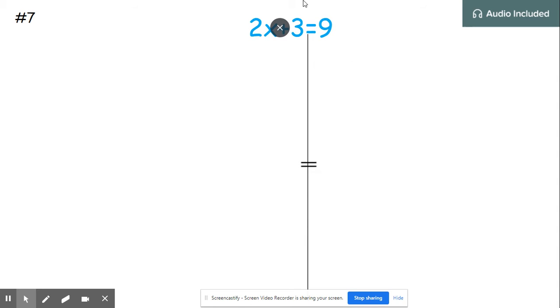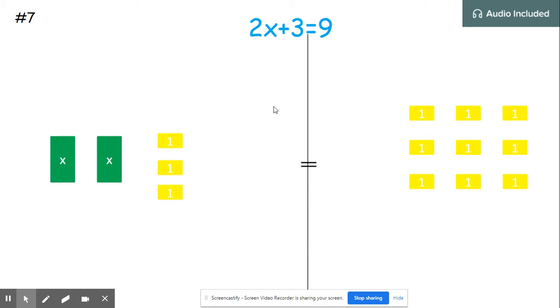So now we're going to work with equations. The other ones were called expressions. This is an equation because we now have an equal sign. So we have 2x. I want to find 2 positive x's, those were the color green, plus 3. The positive was yellow, so I need 3 of them. And they equal 9, so I'm going to need positive 9. 1, 2, 3, 4, 5, 6, 7, 8, 9.